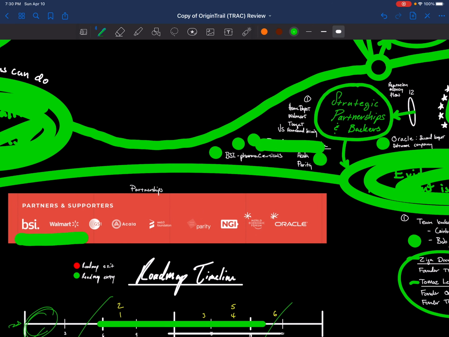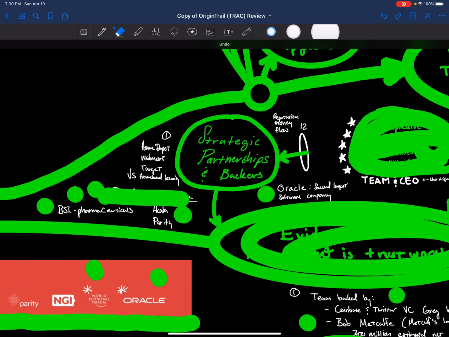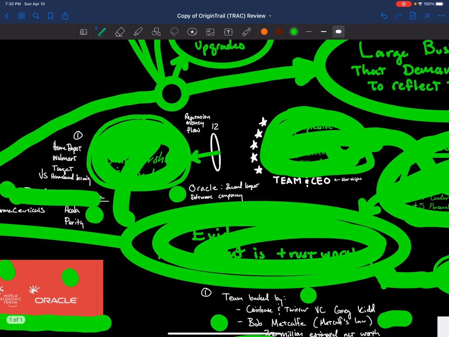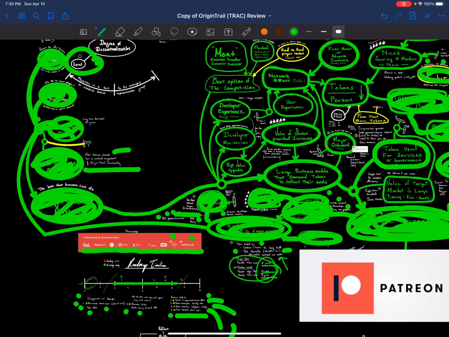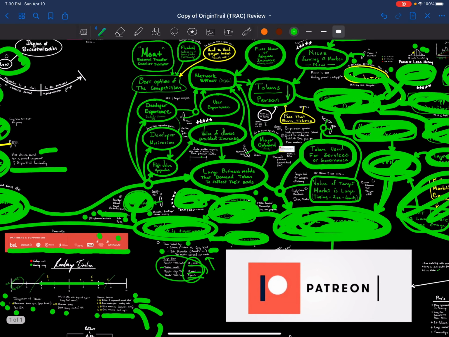You can see the partnerships: BSI, Walmart, GS1, Akala, Web3 Foundation, NGI, World Economic Forum. These are pretty big organizations right there. And Oracle is a pretty big one. It looks like these guys might actually be the leaders. I know there's VeChain, but I actually think this company might be the leader in supply chain management in the blockchain space because of their partnerships, even though they don't have a market cap that's the size of VeChain.